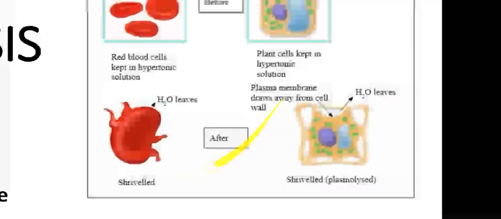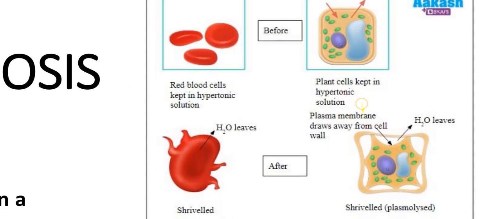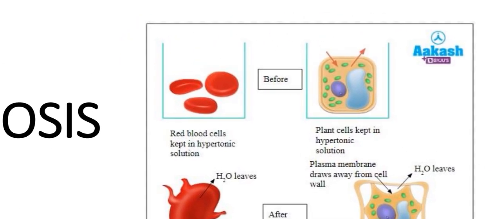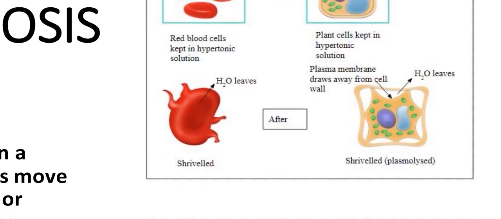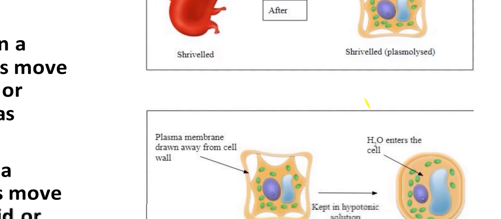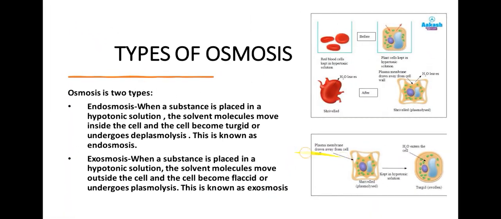When we look at the pictures, here you can see a blood cell. Red blood cells kept in hypertonic solution, hyper concentrated solution. What happens? H2O leaves, so the cell gets shriveled. Next, plant cells kept in hypertonic solution. The plasma membrane draws away from the cell wall. H2O leaves. When the same cell, with the plasma membrane drawn away from the cell wall, this plasmolyzed cell, is kept in hypotonic solution, H2O enters the cell, and a turgid or swollen cell is created.